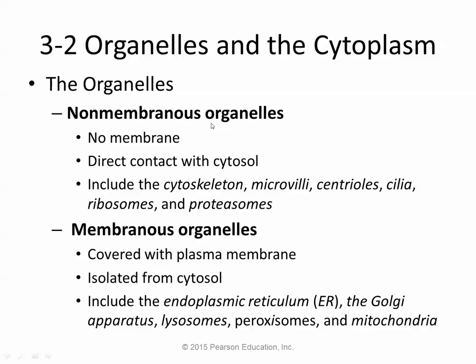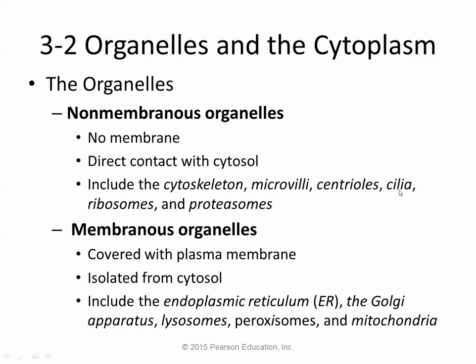Now, we also have non-membranous organelles, and these are organelles that don't have a membrane, and they are in direct contact with the cytosol. These include the cytoskeleton, which is made up of your different filaments, your thin filaments, your intermediate filaments, and microtubules. The cytoskeleton also helps give microvilli their shape. The centrioles, which we looked at briefly, are where microtubule development happens. This is where microtubules are assembled and disassembled.